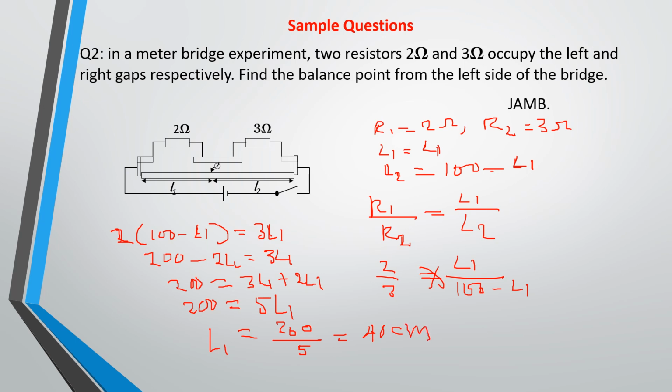centimeters. So the balance point from the left hand side is 40 centimeters, and then the balance point from the right hand side will be equal to 100 minus 40 centimeters. So your L2 will be equal to 100 minus 40, and that gives you 60 centimeters. So with this, you have been able to find the balance point for both the left hand side and the right hand side. Left hand side 40 centimeters, right hand side 60 centimeters. I hope this is quite simple and easy for you to follow through, right? So thank you so much. I hope this is simple and you can follow through and relate to it.